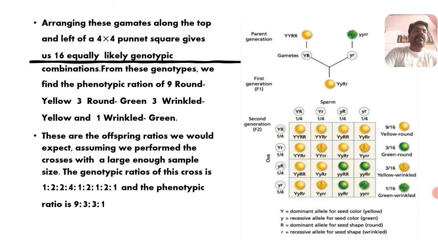is there in the 16, out of 16, that is referred to as 1. And capital R, small r, and capital Y, small y, there are two species, those are mentioned as 1 is to 2. Next, the same, 2 and 4, 1 is to 2, 2, 1 is to 2, and the last one is 1. The genotypic ratio of this dihybrid cross is 1 is to 2 is to 2 is to 4 is to 1 is to 2 is to 1 is to 2 is to 1.